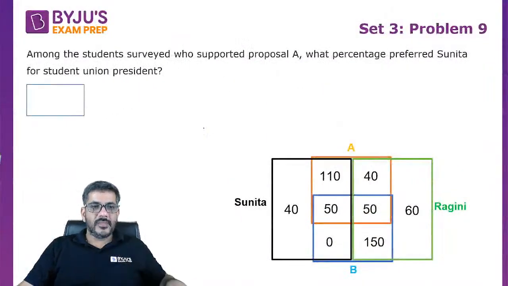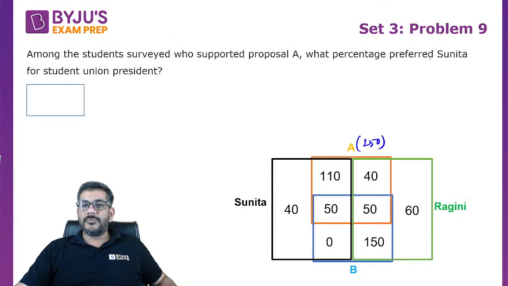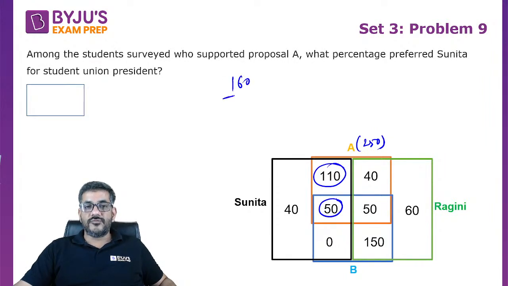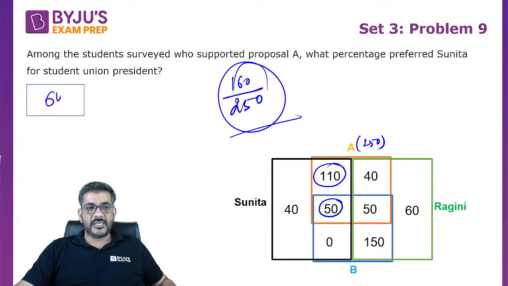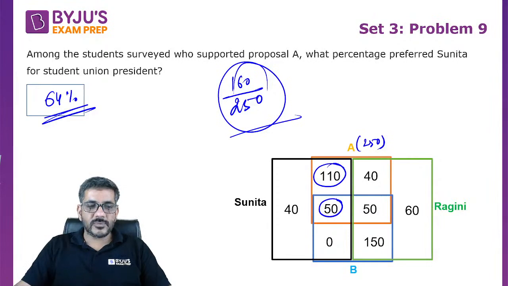Look at the questions. Among the students surveyed who supported proposal A, how many were there? 250 supported proposal A. What percentage preferred Sunita? So how many prefer Sunita? 110 plus 50, 160. 160 is what percentage of 250? This is what the question is asking you. So this is equal to 64%. So 64% is the right answer for the first question.